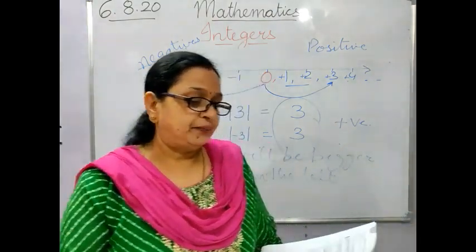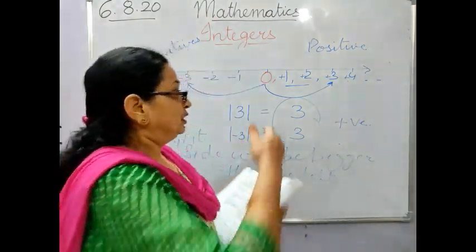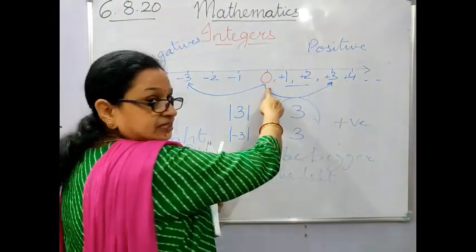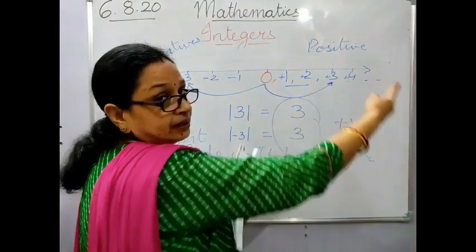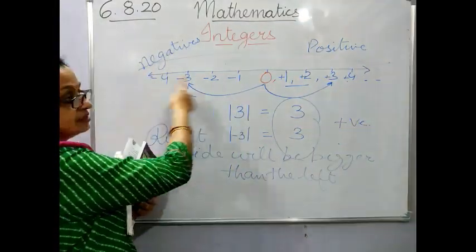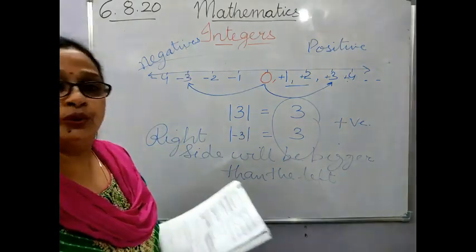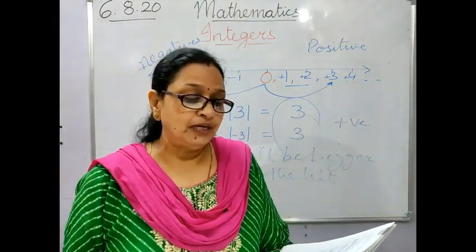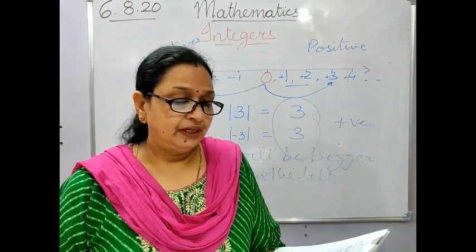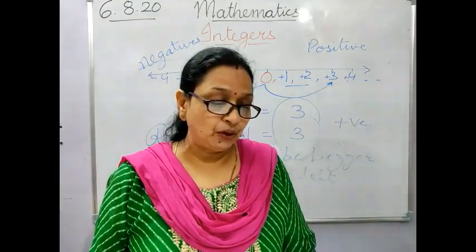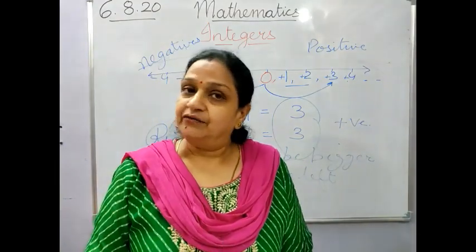The farther a positive integer is from 0, the larger it is. Similarly, the farther a negative integer is from 0, the smaller it is. The farther a positive integer is from 0, the larger is the value. The farther the negative integer is from 0, the smaller is the value.